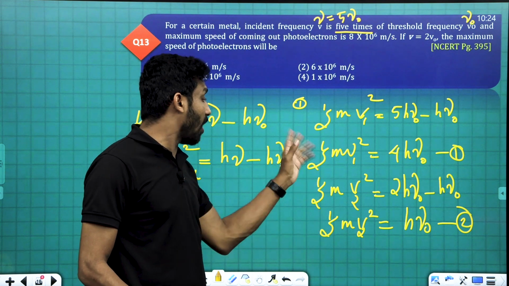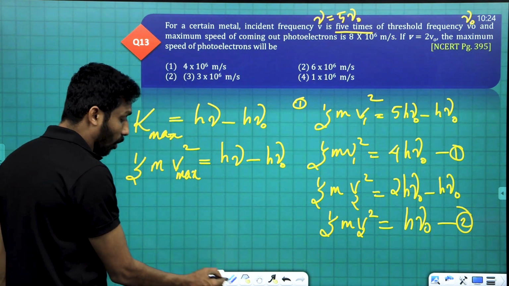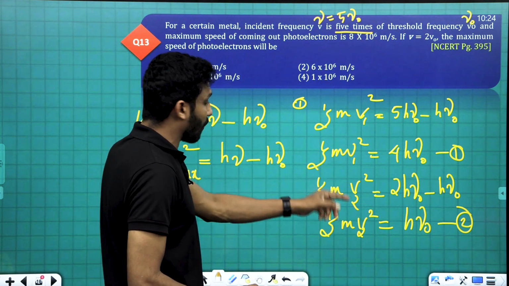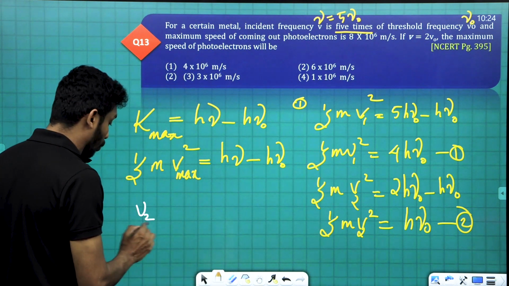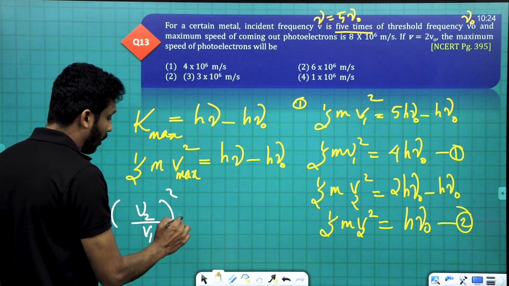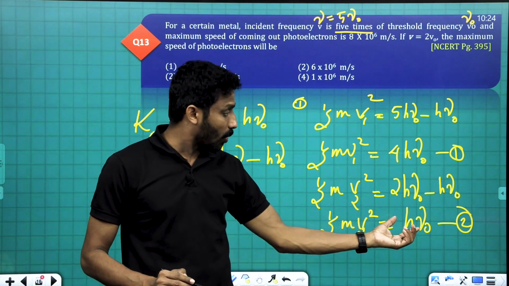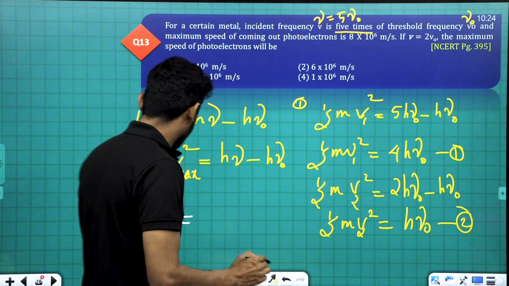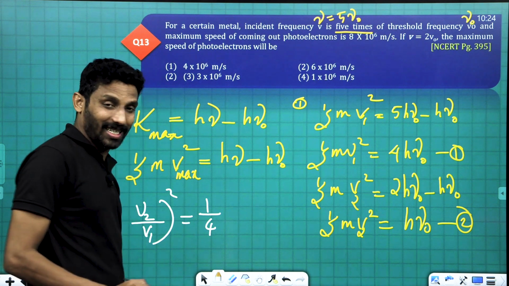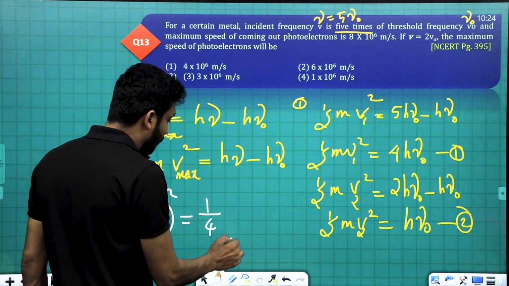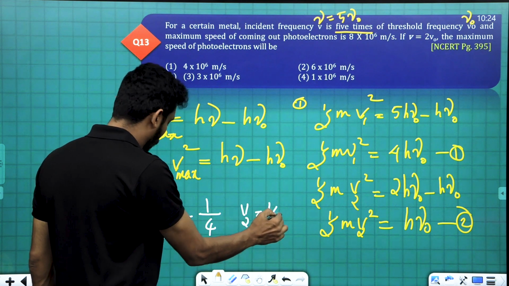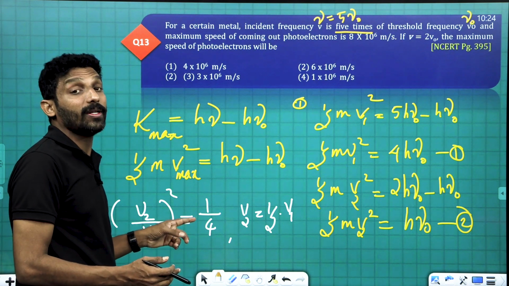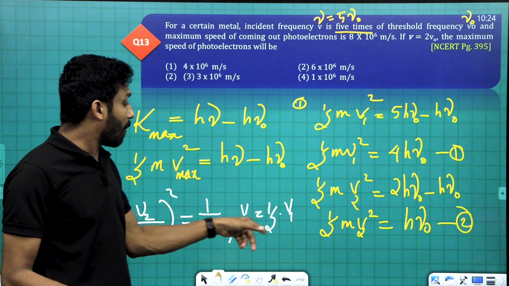Divide, then half m cancels. V2 square by V1 square, that is V2 divided by V1 all square is equal to h nu naught divided by 4 h nu naught. h nu naught cancels, 1 by 4. Clear? Then take the square root. We get V2 is equal to 1 by 2 times V1, since the square root of 1 by 4 is 1 by 2.